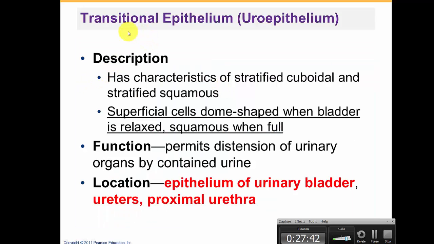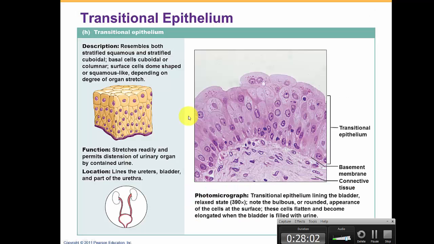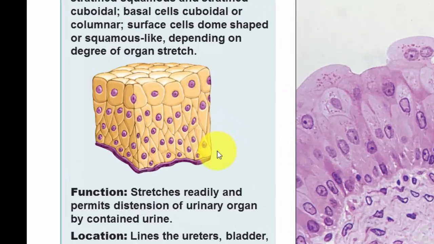The most interesting type of epithelium is actually the transitional epithelium. It's also called uroepithelium. And why is it called uroepithelium? Because basically it's in your urinary system. It's in the urinary bladder, the ureters, and the proximal urethra. So let's take a look. So that's how it looks.